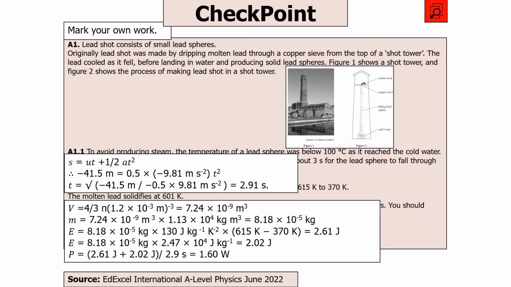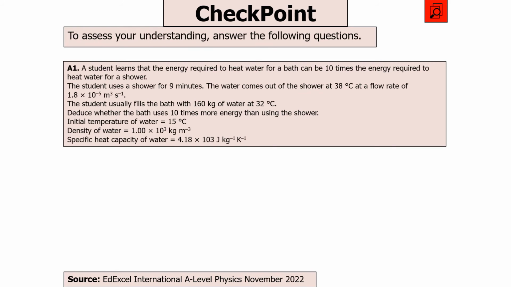The next question says, a student learns that the energy required to heat water for a bath can be 10 times the energy required to heat water for a shower. The student uses the shower for 9 minutes and the water comes out of the shower at 38 degrees at a flow rate of 1.8 times 10 to the minus 5 meters cubed per second.